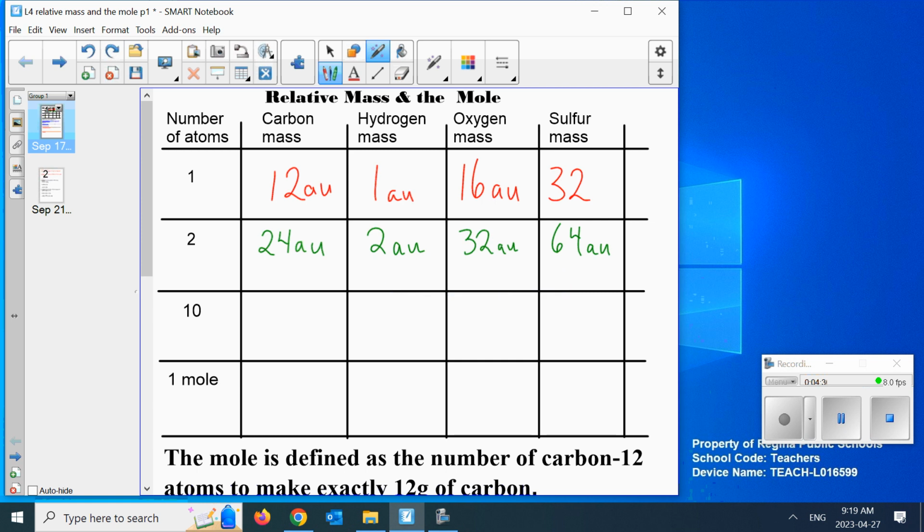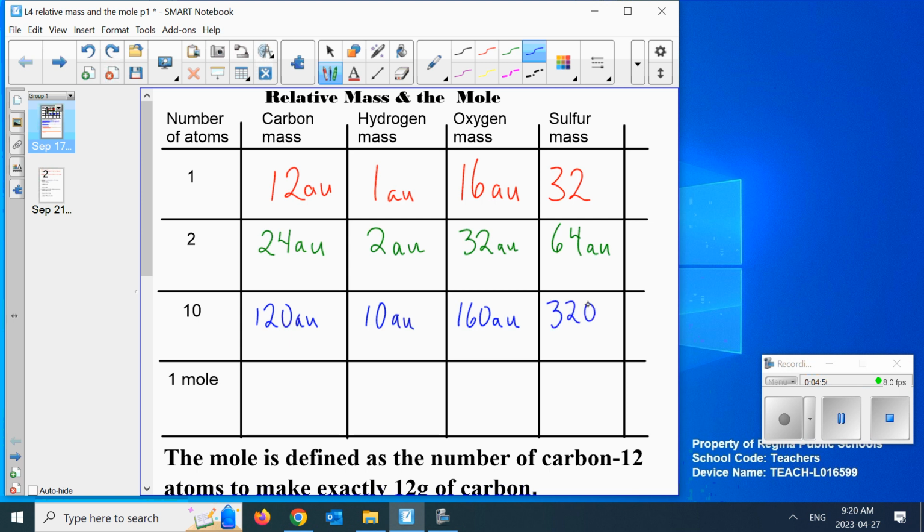Now, I'm doing easy math, but it doesn't matter if I have 10. If I have 10 carbons, 10 times 12 is 120. So I'm going to write that atomic units. This is 10 atomic units. 10 times 16, that's 160 atomic units. 320 atomic units. Once again, these ratios of 10 to 120 is a 1 to 12, 1 to 16, or 1 to 32 ratio.